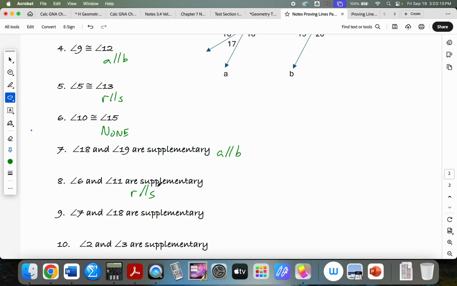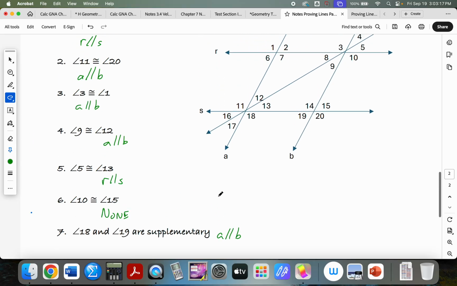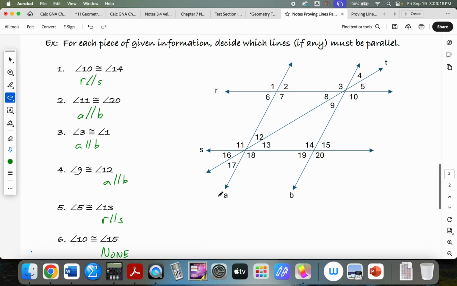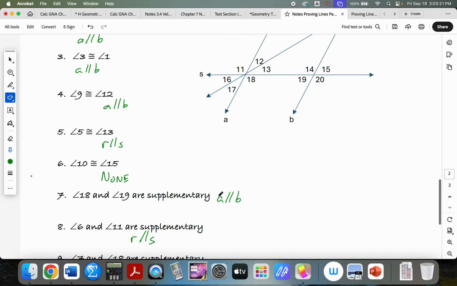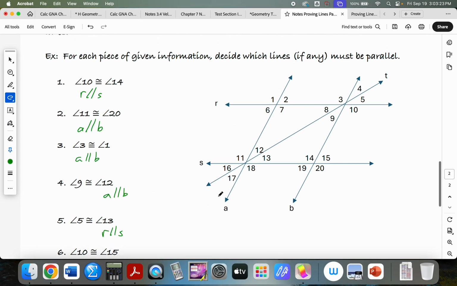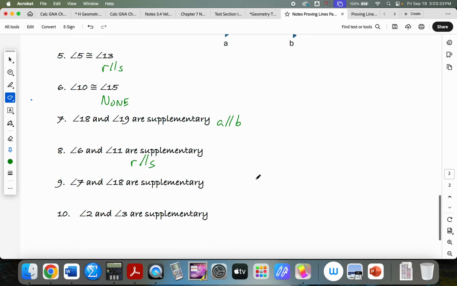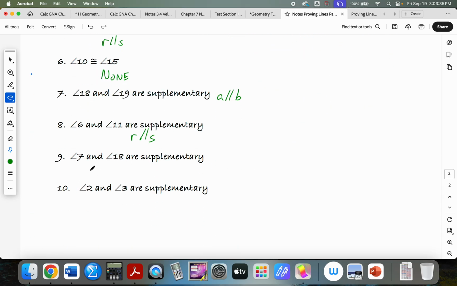All right. How about 7 and 18 are supplementary? Here's 7. Here's 18. What's the problem? They're corresponding angles. It's the wrong kind of angles. So this would be none.